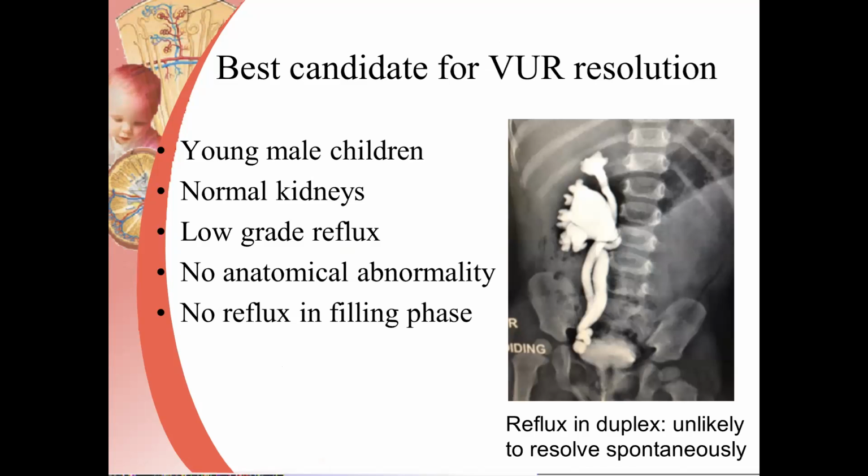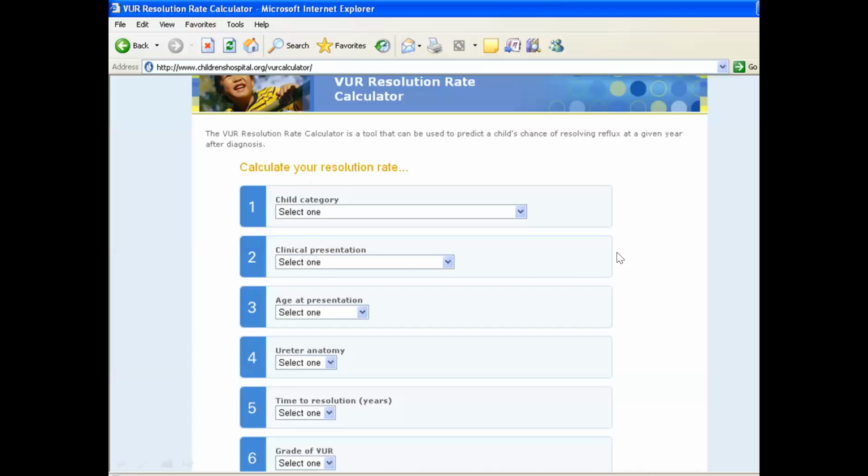So young male children, normal kidneys, low grade of reflux, no anatomical abnormality, no reflux in filling phase. So these are the ones who are favorable. Whereas somebody with a duplex system or a ureterocele, they are less likely to resolve spontaneously. These are all the poor risk candidates; this particular picture is a poor risk candidate for spontaneous resolution.